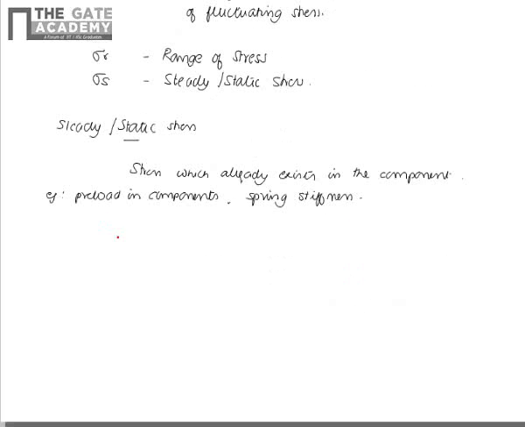Then sigma mean, we have already seen. Sigma m is the mean stress. This can be written as sigma max plus sigma min by 2. And the alternating component or amplitude component sigma a can be written as sigma max minus sigma min by 2. So any fluctuating stress phenomena can be expressed as a combination of sigma mean and sigma a, sigma alternating.